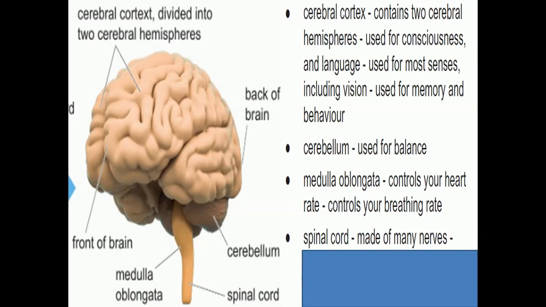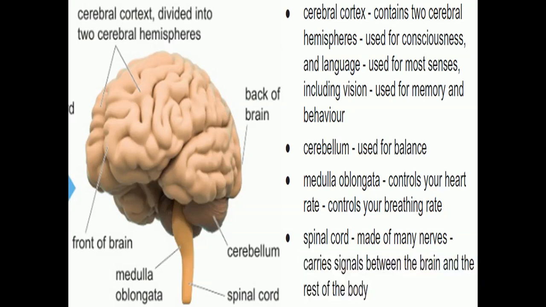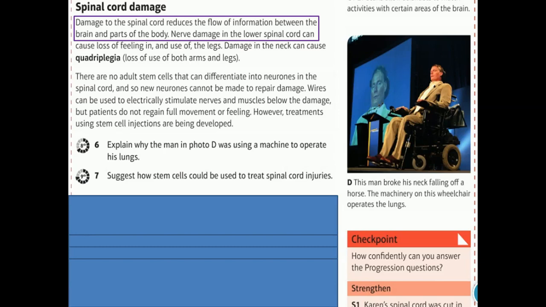We said earlier, the spinal cord links the brain to the rest of the body. So sometimes the spinal cord could get damaged, and this means that the information that is transmitted from the brain to the rest of the body, or vice versa, would be reduced.